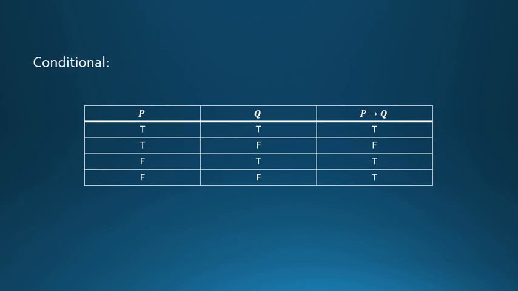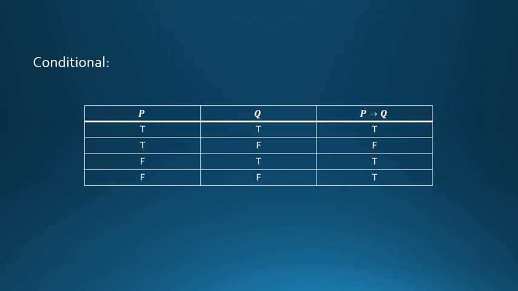Next up is the conditional. P implies Q. Again, same setup for P and Q: true, true, false, false, and true, false, true, false. For the conditional, a true implying a true makes it true. A true implying a false makes the conditional false. A false implying a true makes the conditional true. And a false implying a false makes the conditional true. Now, those last two rows may seem a little bit odd.